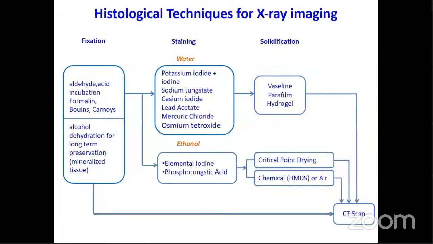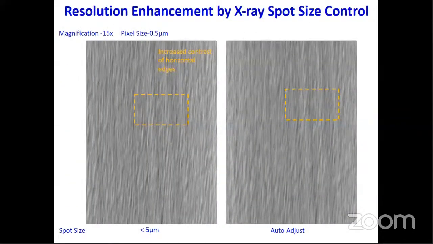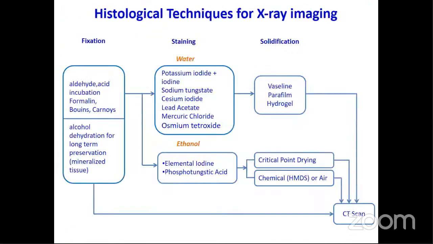Right. So in the interest of time, I'm going to skip this resolution enhancement feature, and I'm going to give you a quick idea about how the staining is done, or what preparation is done for the samples in order to conduct an X-ray CT scan. At the top, the first is the fixation process, which you normally do for any soft tissue, which is done using aldehyde or an acid incubation.